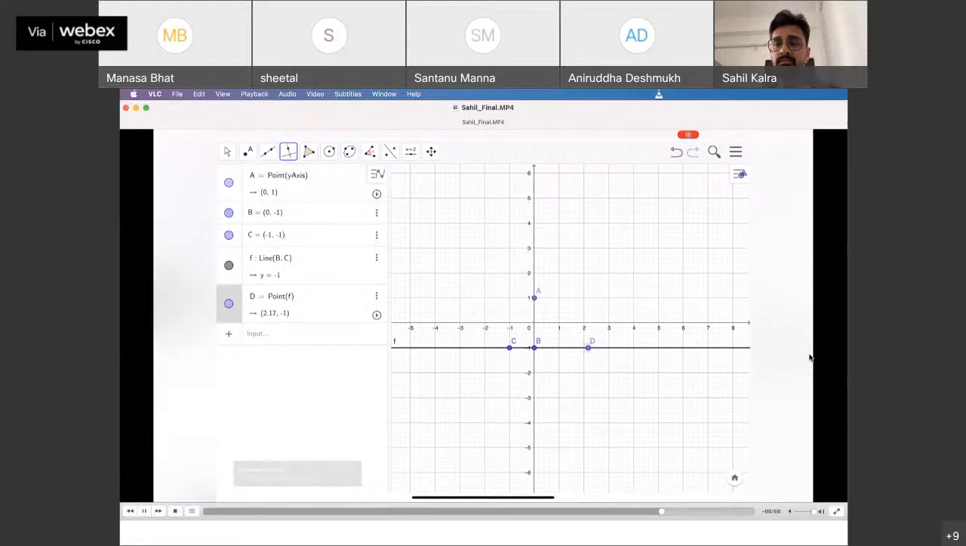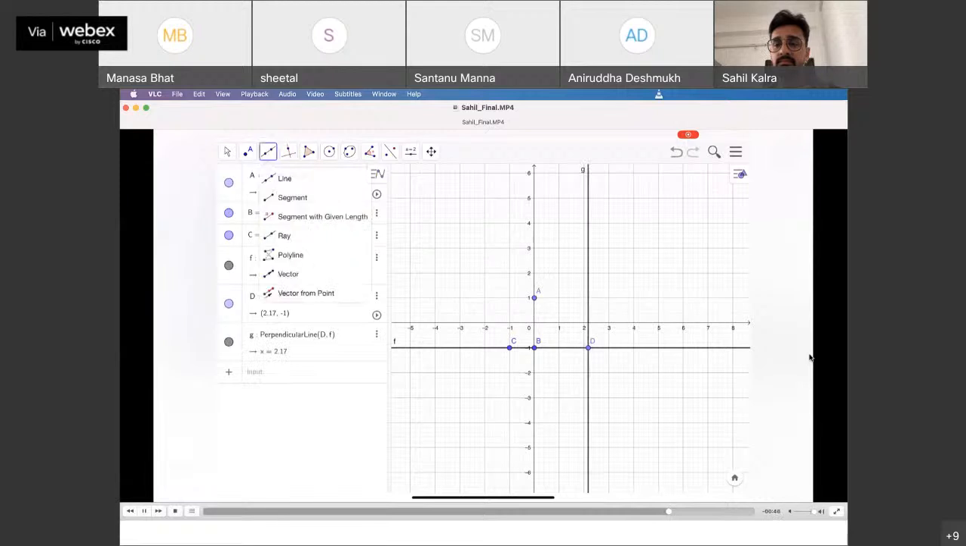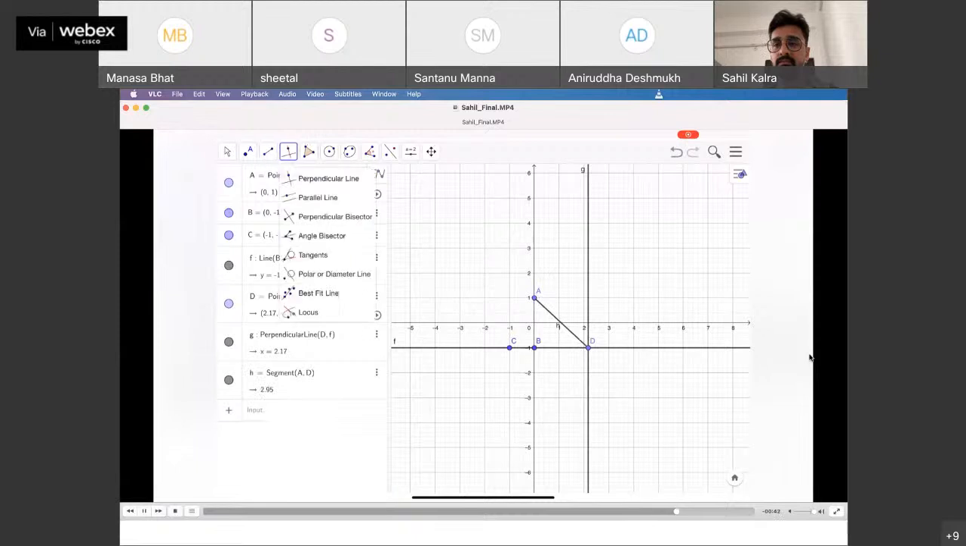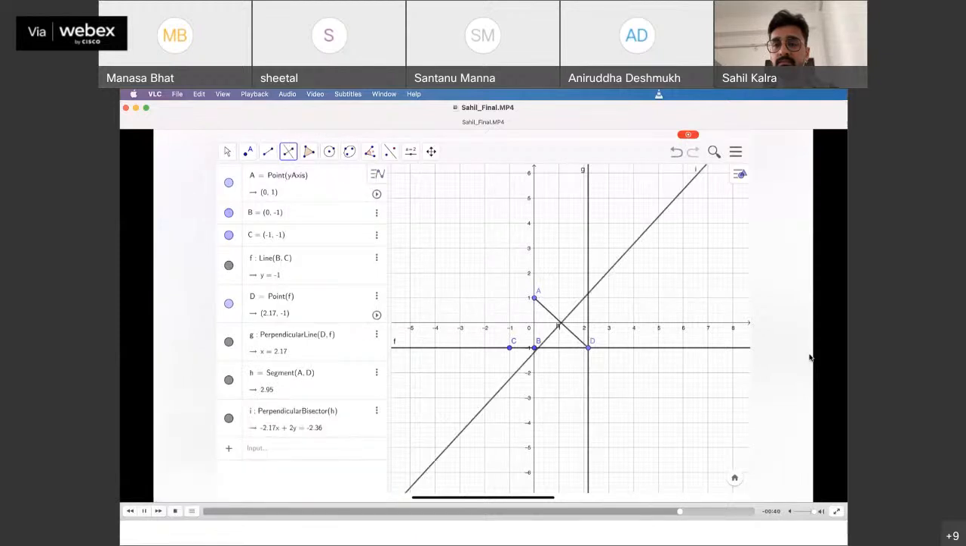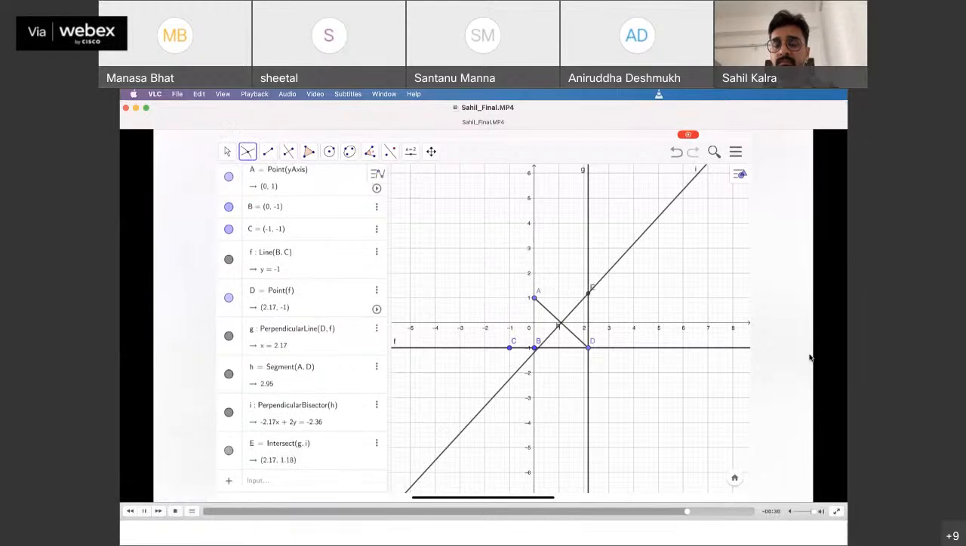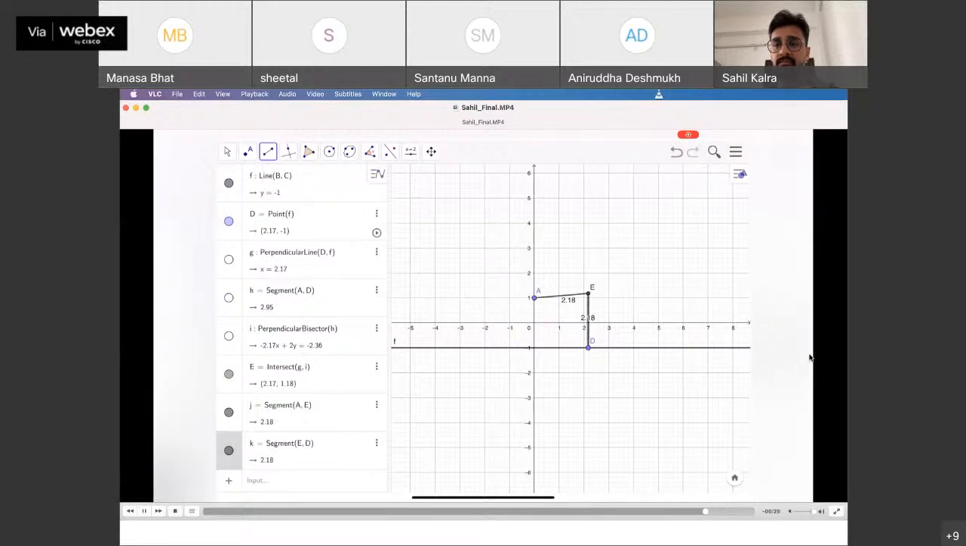Now we will draw a perpendicular line passing through this point D. Then, drawing a line segment between A and D, take the perpendicular bisector of this segment AD. Wherever this perpendicular bisector cuts the perpendicular line passing through D gives us a point. This point satisfies the property that its distance to A and to D is the same, which you can see is 2.18 in our case.